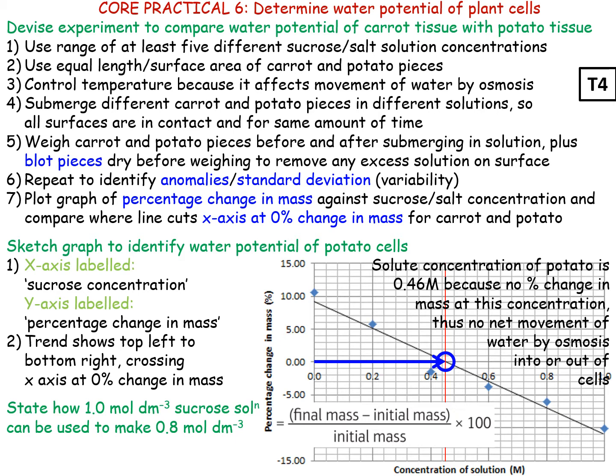So by comparing where the line cuts at the x-axis at 0% change in mass for carrot and potato will help us determine the water potential of carrot and potato, so we compare them.